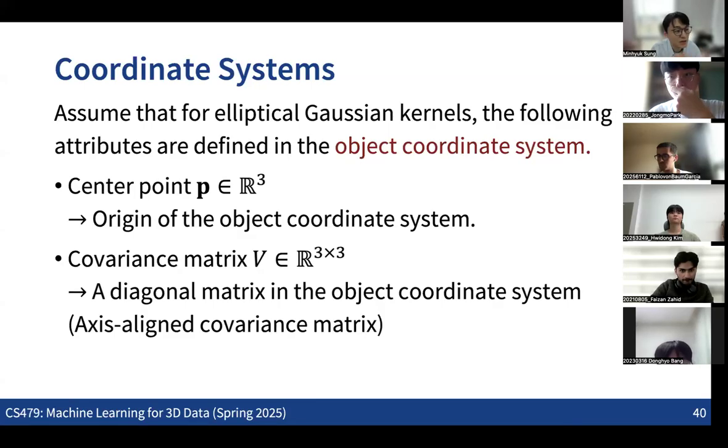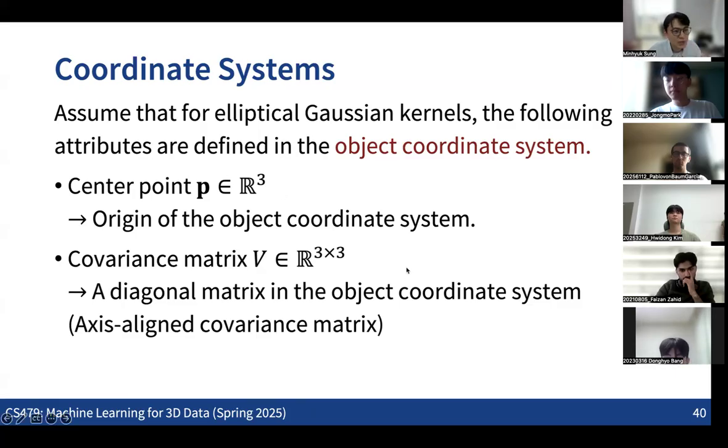So defining the Gaussian kernel in the object coordinate system basically means that the center of the Gaussian kernel will be defined at the origin of the object coordinate system, and we're also going to assume that all the kernels are defined with an axis-aligned covariance matrix in the object coordinate system. Which means that in the object coordinate system, the 3x3 covariance matrix will be a diagonal matrix, only having a scale term for each of the principal directions, right? So this is the case.